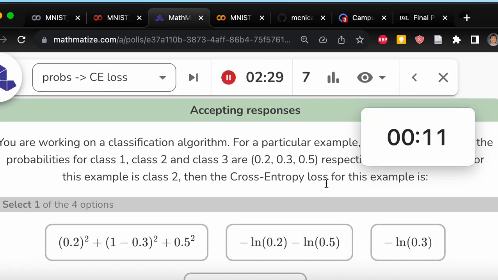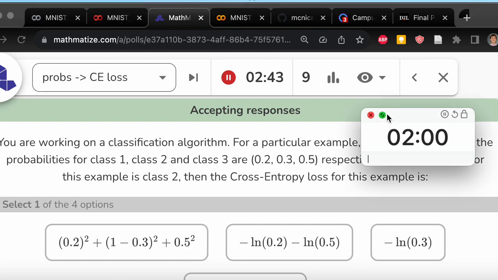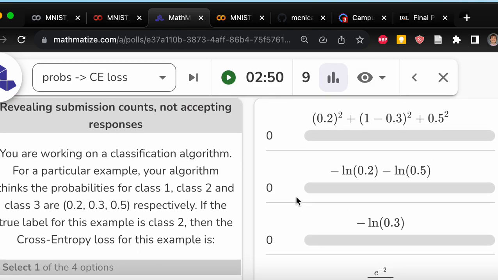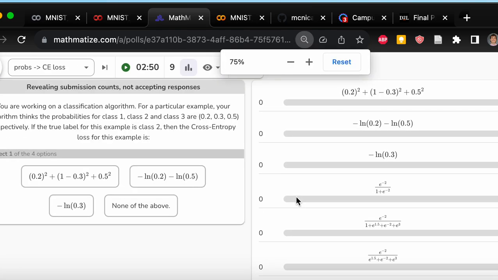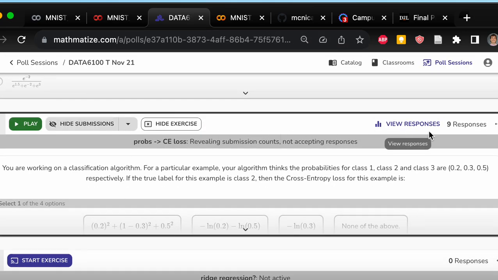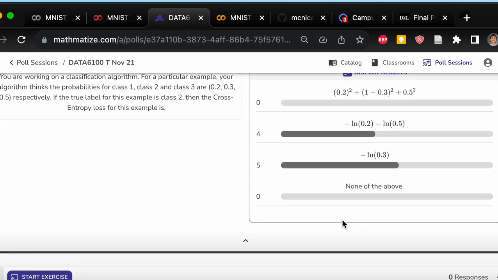Okay, let me put this back. All right, let's see what you guys think for cross-entropy loss. Which of these is the formula for the cross-entropy loss? In this case, how do you go from probabilities to cross-entropy loss? Let's reveal counts. Oh, some kind of bug. Okay, let's close this and try to reopen it. View responses. Let's try again. Okay, here we go. Better.